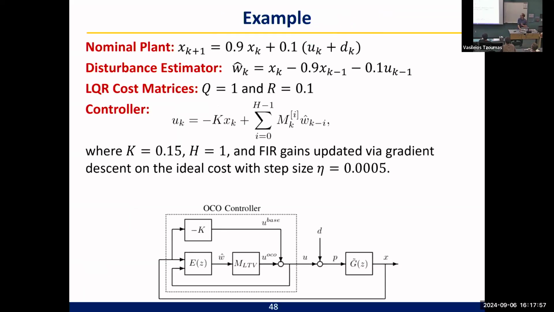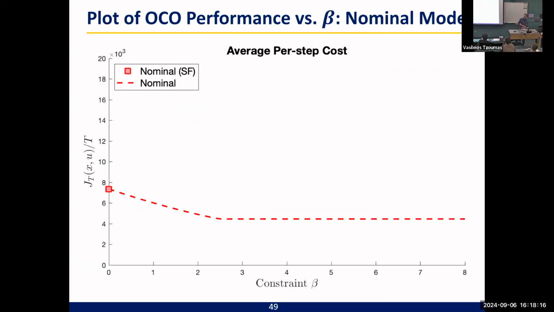Okay. This is a simple academic example now. We've got a first order plant. The disturbance estimator is given there. The thing that they're trying to optimize is an LQR cost. So Q and R are given there. And here's their baseline, here's their controller. They've got a baseline state feedback and they've got this disturbance cancellation part. Okay. So here's what it looks like.